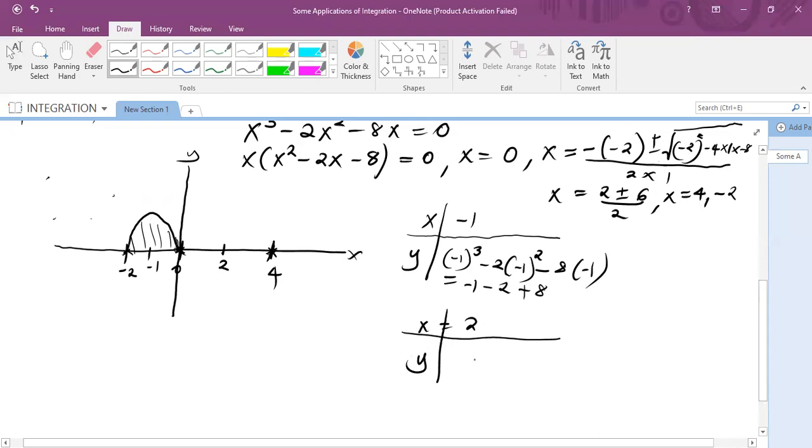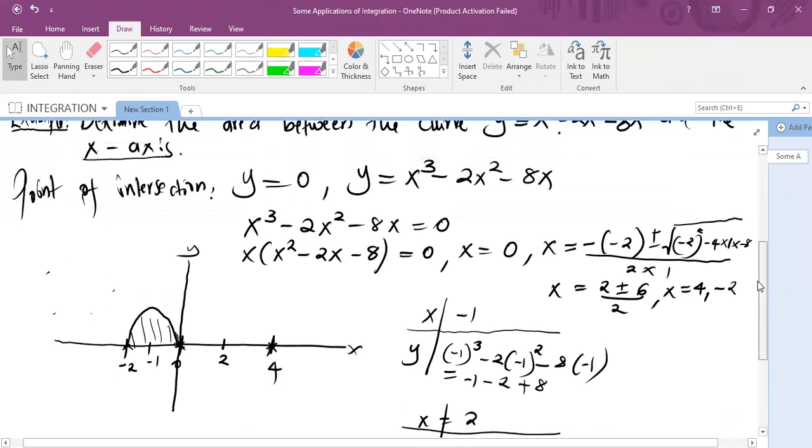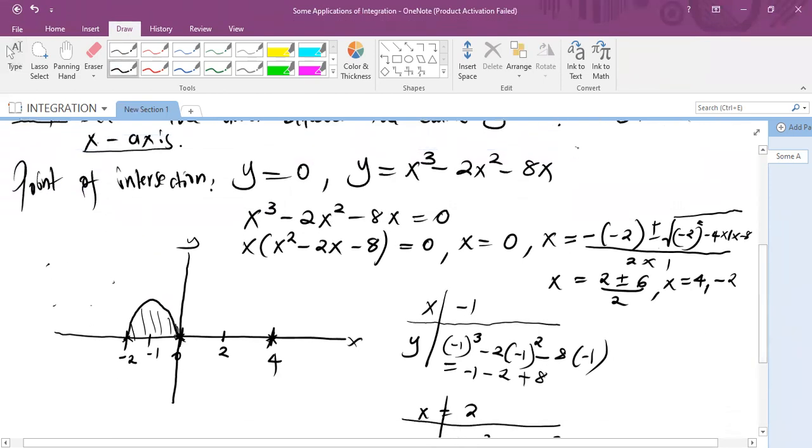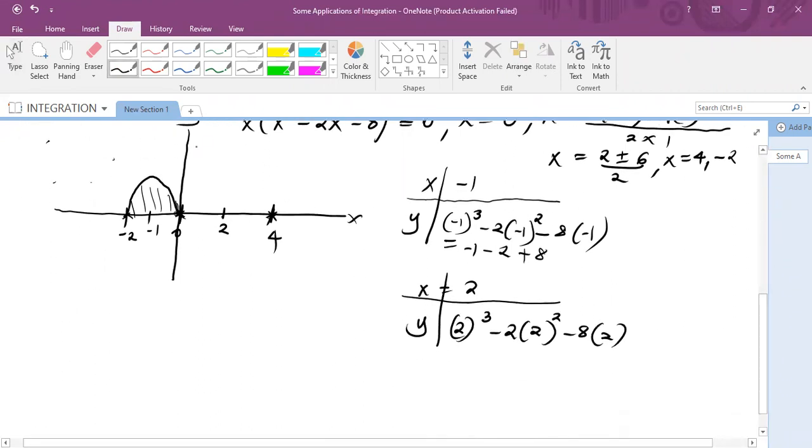So let's get y. So y will be equal to 2 cubed minus 2 into 2 squared minus 8 into 2. We've just replaced it in the equation of the curve, this particular curve here. Okay, fine. So evaluating that, what are we going to get?